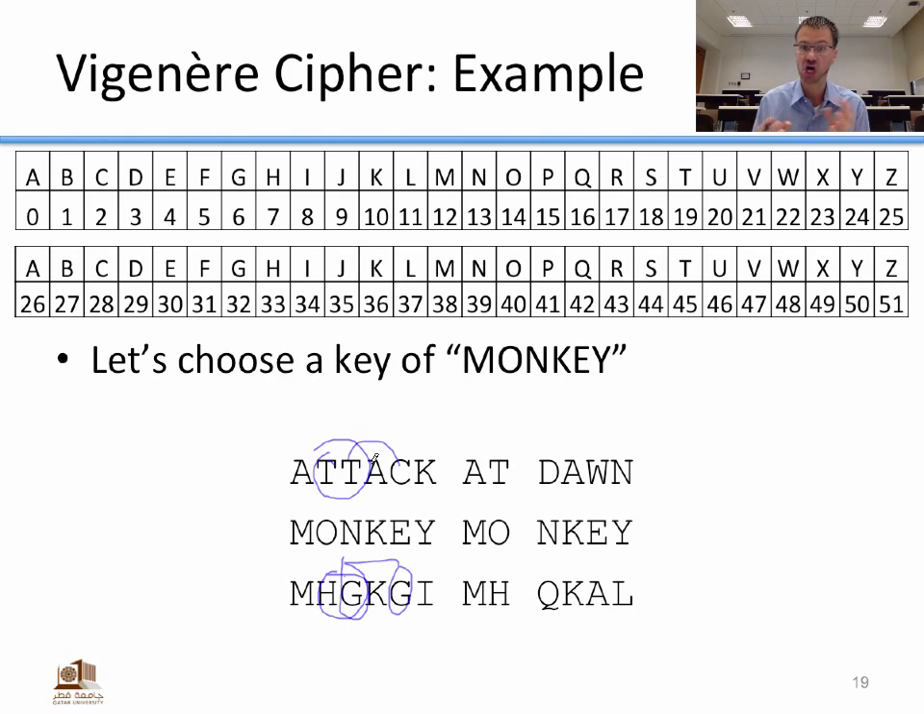Now, the one flaw in the Vigenère cipher is that when the key repeats, that letter will always be the same, so you could perform frequency analysis on repeated points. So, for example, when my key starts, I have A plus M gets me M.